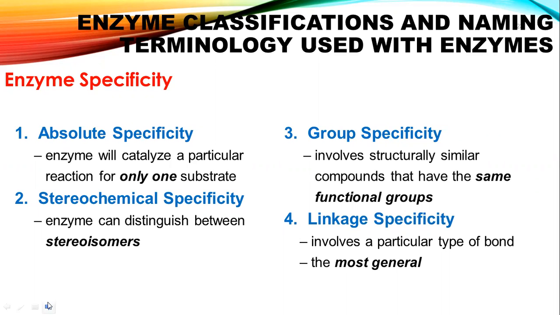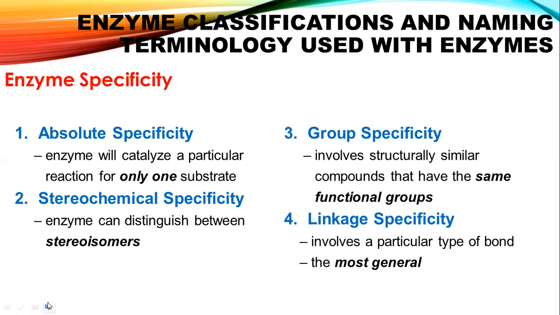One substrate, like one compound. It is very, very specific. It will catalyze a particular reaction for only one substrate. Secondly, there is what we call stereochemical specificity. When there is enzyme action, there is stereochemical specificity. In other words, enzymes can distinguish between stereoisomers.